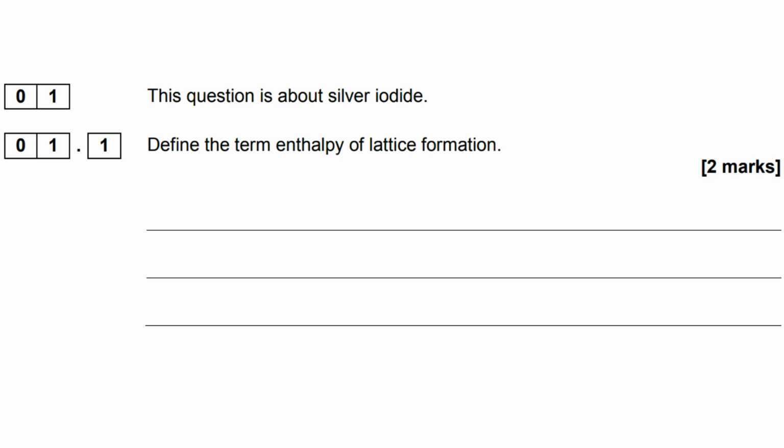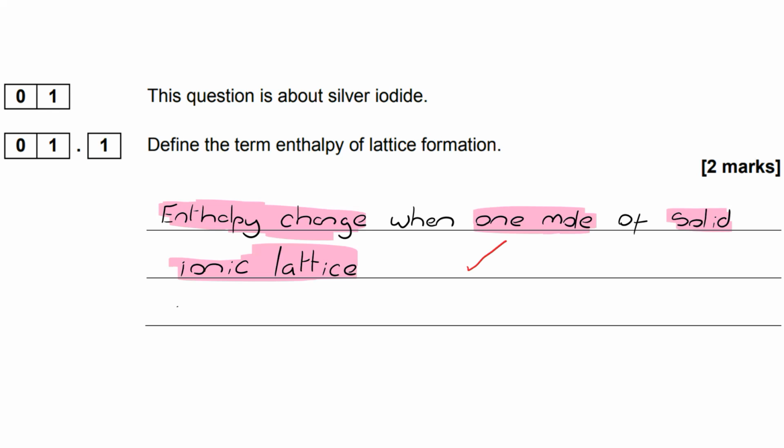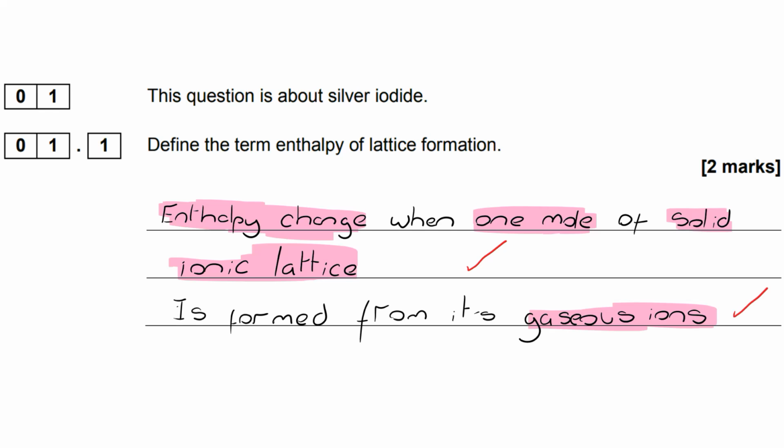The key to any definition question is making sure that you have practiced the definitions again and again and again. So the enthalpy of lattice formation, what you are looking for is the enthalpy change when 1 mole of solid ionic lattice is formed from its gaseous ions. And all of the bits that are highlighted here do need to be incorporated into your definition to get those marks and to get the 2 ticks that you're aiming for.